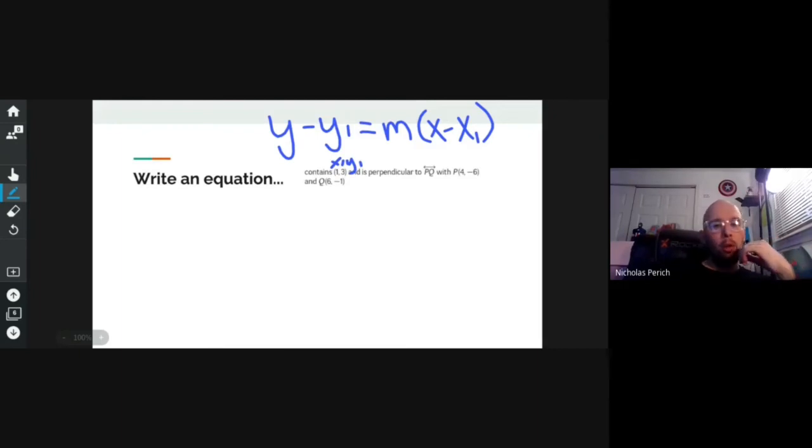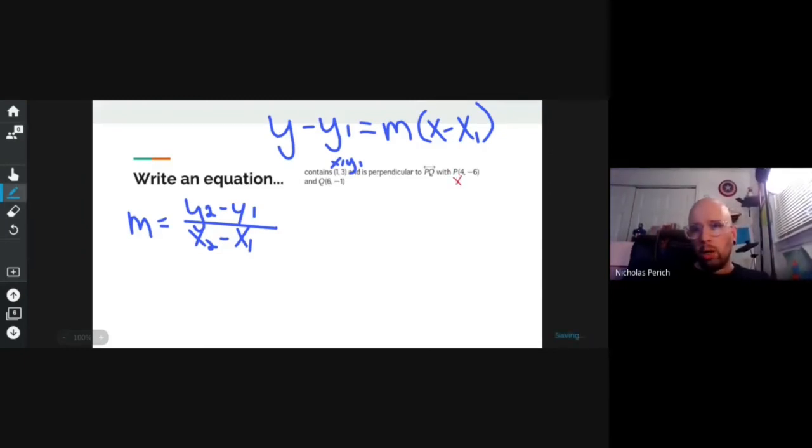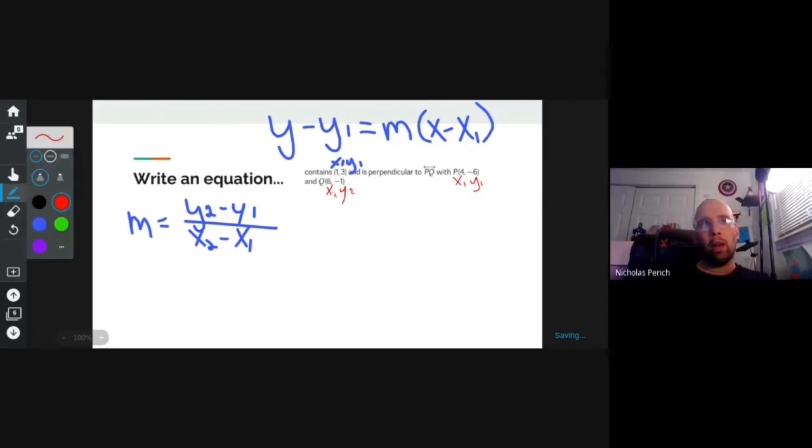So what I'm going to do is use the slope formula on P and Q. Y sub 2 minus Y sub 1 over X sub 2 minus X sub 1. I'm going to label these in red. X sub 1, Y sub 1, X sub 2, Y sub 2. And I'm labeling them in red so I don't get them confused with the one that I already labeled in blue.